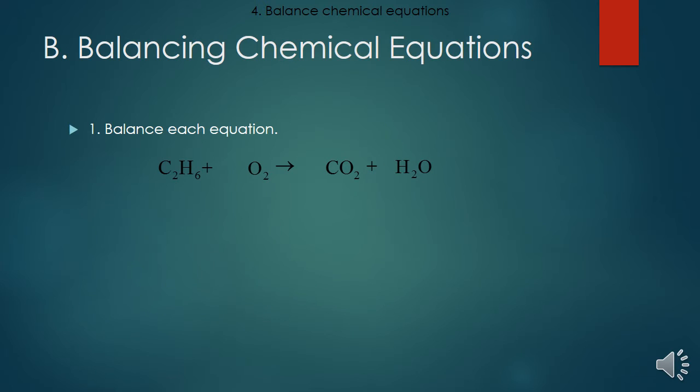All right, here's an example that's a little more complex than what we've seen. We have 3 elements here: carbon, hydrogen, and oxygen. And if we count this up, you might see why it's a little more complex. We have 2 carbons on the left, see here from the C2H6. There would be 1 on the right in the CO2. There are 6 hydrogens on the left, and there are 2 on the right.